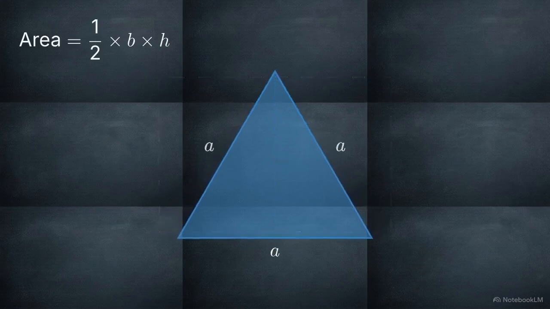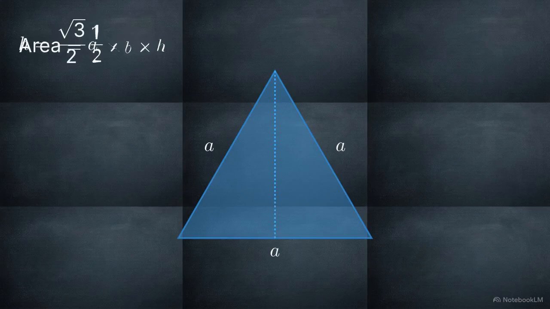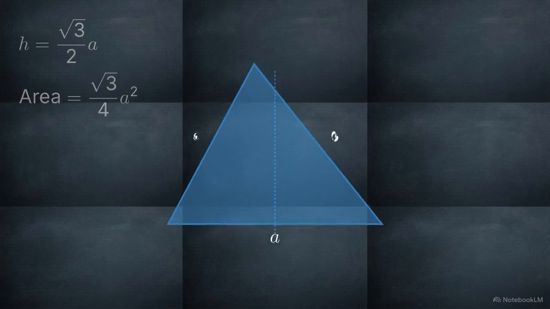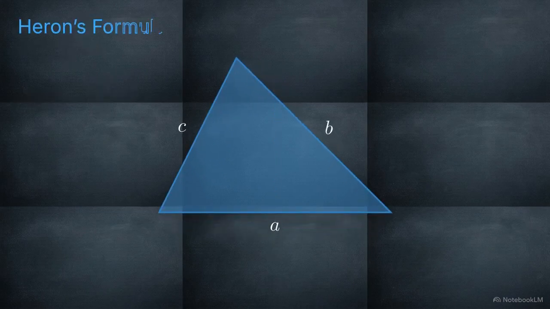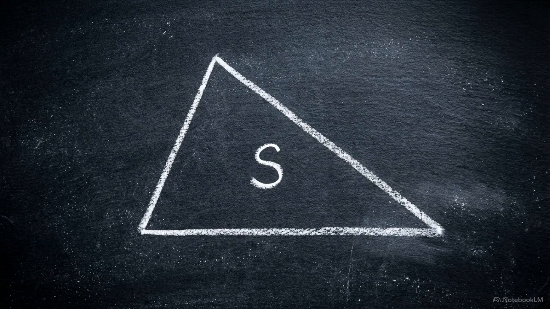In an equilateral triangle, where all sides are equal, the height is defined as the square root of 3 over 2 times A, and the area as the square root of 3 over 4 times A squared. For irregular triangles with 3 unequal sides, we use Heron's formula. We first determine the semi-perimeter, S, by adding all sides and dividing by 2. The final area is the square root of S multiplied by the difference between S and each individual side.